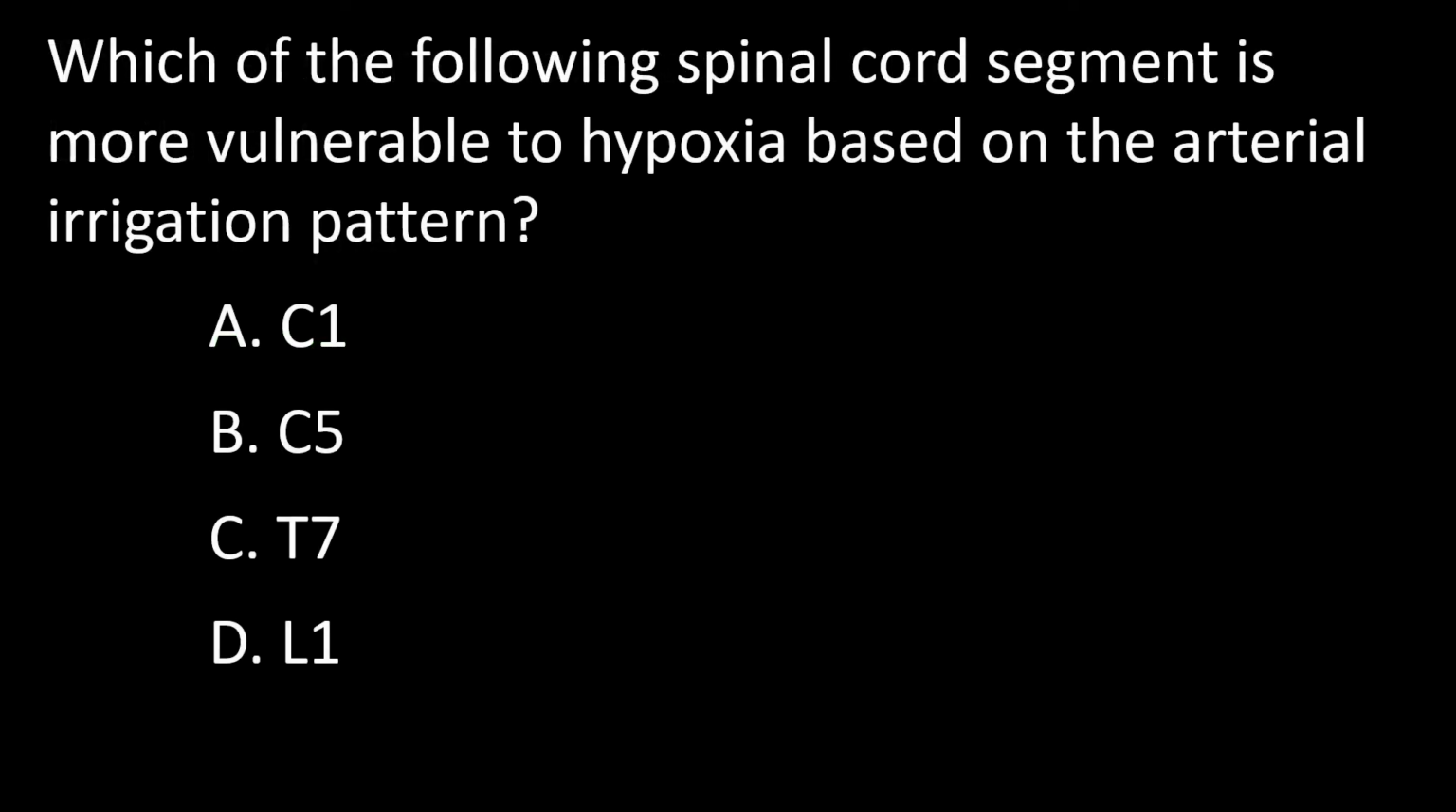Next question. Which of the following spinal cord segments is more vulnerable to hypoxia based on the arterial irrigation pattern of the spine? A. C1, B. C5, C. T7, D. L1.